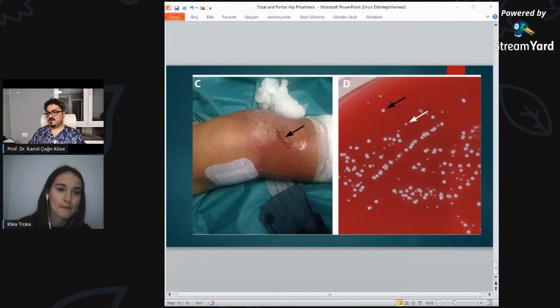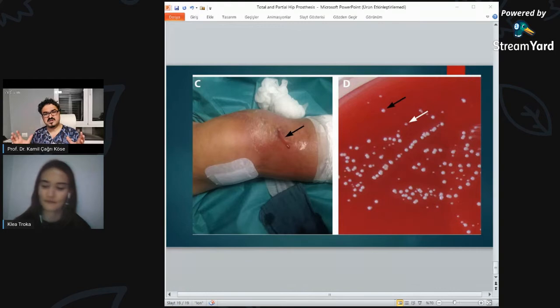Okay, so this is the general outline of total and partial hip prosthesis. I wanted to cover both the indications, how these prostheses are done, what the post-operative course for follow-up is, and also what the complications are. Also, this is a very big subject. We can talk on this subject for many hours, but this is a very good outline.